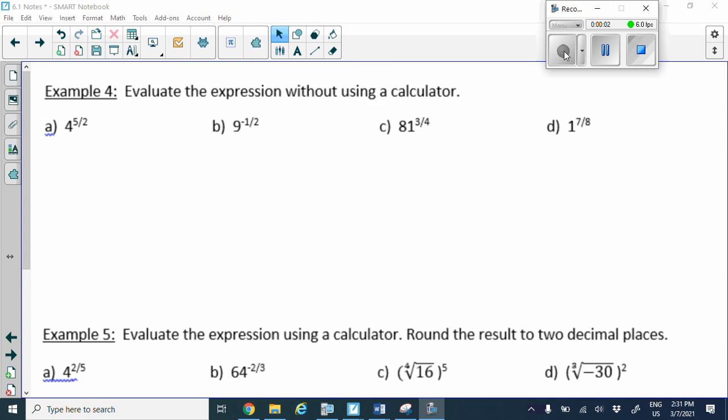Hey guys, so here's part 2 of the 6.1 notes. We're going to evaluate expressions with and without a calculator. So remember, when it says evaluate, that really means that we're going to make sure we get a numerical value as our answer. So the first one is we have 4 to the 5 halves. In order to evaluate without a calculator, we need to make sure we rewrite in radical notation.